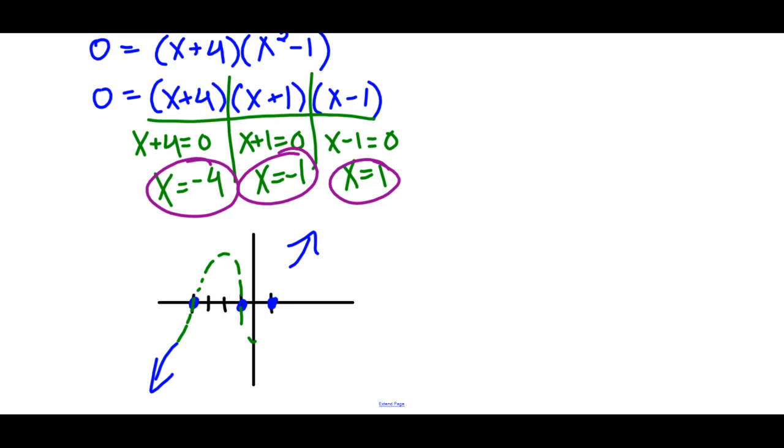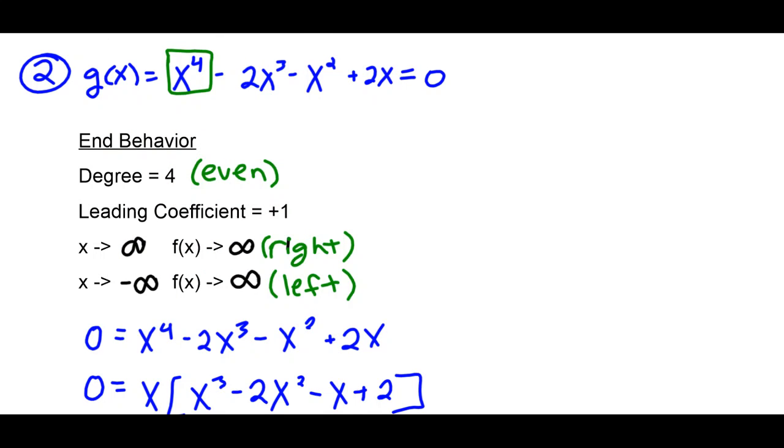Something like that. Now to get a more detailed graph, we would have to find min and max points. But we know what the end behaviors are, we know what the zeros are. That's an approximate sketch of what this polynomial looks like. All right, so let's take a look at another example.